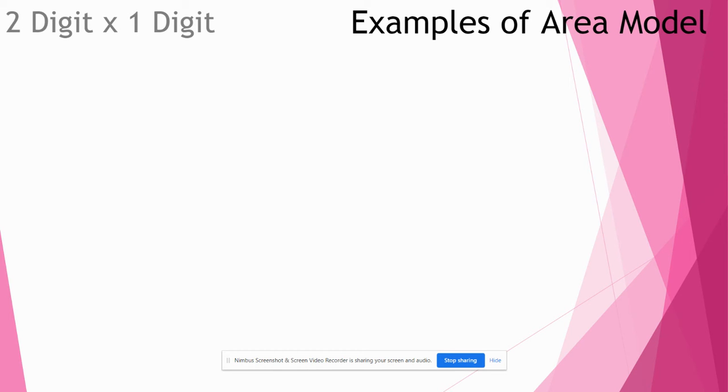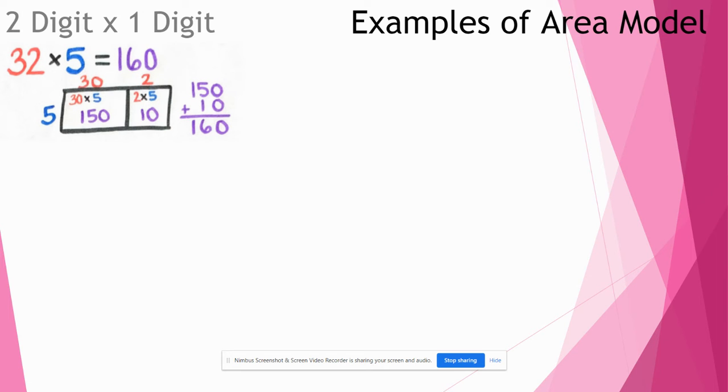Here's a couple of different examples. 2 digits multiplied by 1 digit would look like this. 32 times 5, I would need to be able to break apart 32, also known as putting it in expanded form, into tens and ones. So I know I have 30 and 2, that makes up 32, so I'd split that apart, and then I would multiply each one separately by 5.